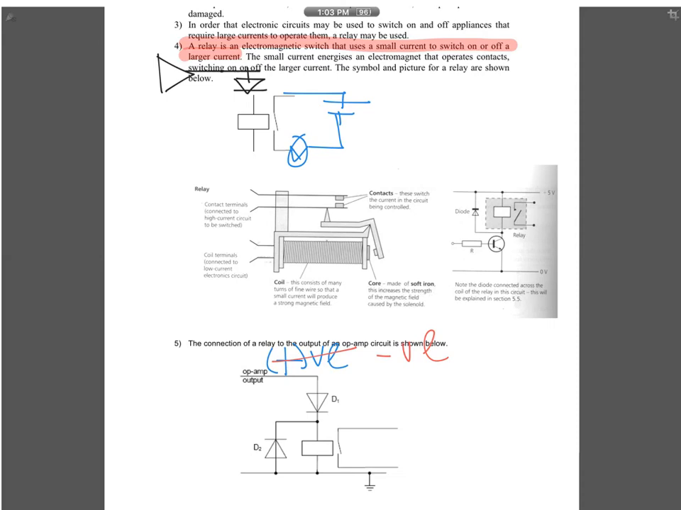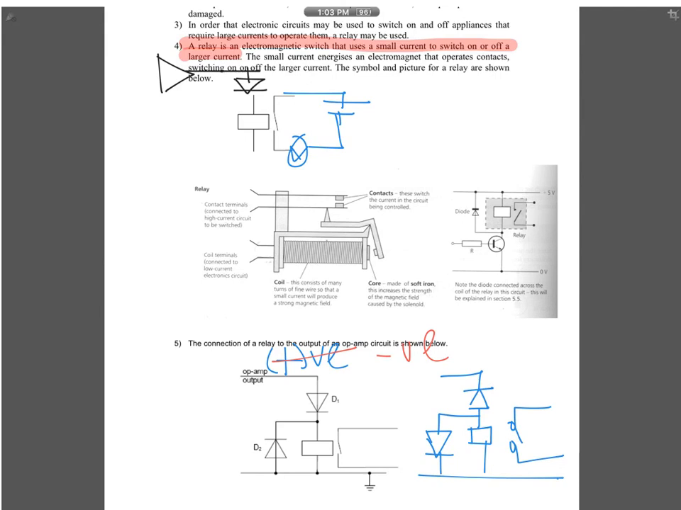So when you draw, do remember to draw these two diodes together with your relay. But if let's say you want your relay to turn on when the output of your op amp is negative, then what we do is we just reverse the connection. So we connect the diode this way now. Your relay switch remains the same, and then your other diode also points the other way. So just reverse both diodes and then you'll be fine.